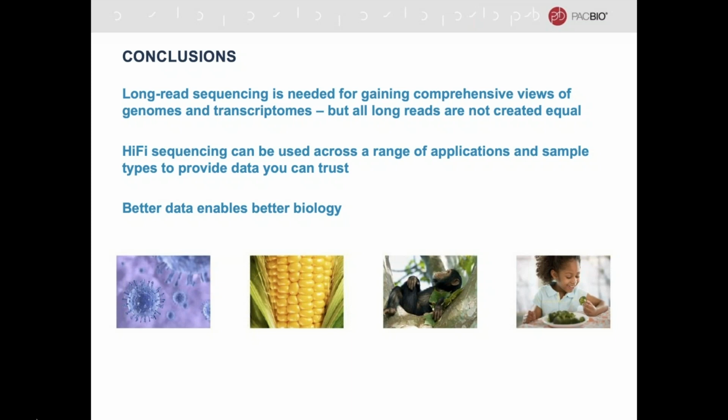And so in conclusion, I would just like to reiterate that long-read sequencing is needed to gain comprehensive views of whatever you're interested in looking at, whether it's a genome or a transcriptome. But it does matter to have both long and accurate reads. Not all long reads are going to give you the same benefits in your research. And these HiFi reads can be used across the board for different applications and sample types. This is going to better enable your biology and discovery.